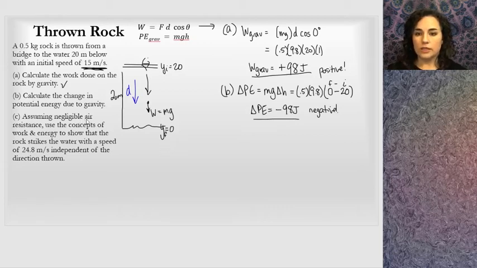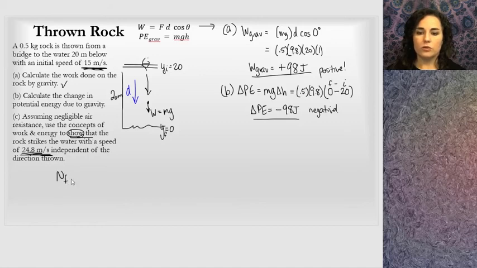It says assuming negligible air resistance, so we don't have to worry about any other forces, basically. Use the concepts of work and energy to show that the rock strikes the water with a speed independent of the direction thrown. Okay, this is interesting. How do we do this? Well, I want to find the final speed. They give me the value, but they're saying prove it. Show that. We're going to prove it.